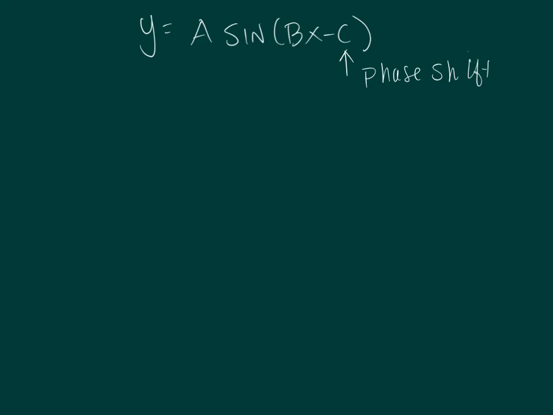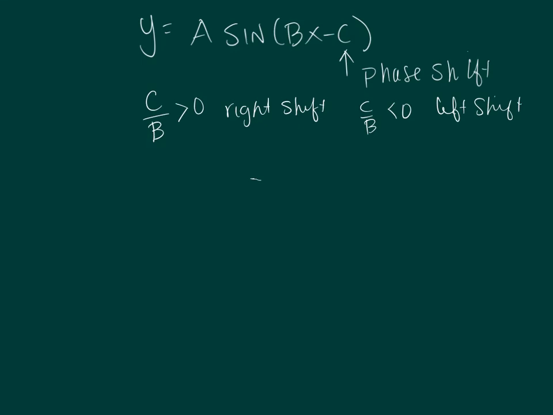Some things I want you to notice. This is a minus sign, which means that C is positive if that minus sign is there. So what you need to know is that if C over B, and again, B is always positive, is greater than 0, we have a right shift of this amount. If this ratio C over B is less than 0, we have a left shift that same amount. So let's look at an example.